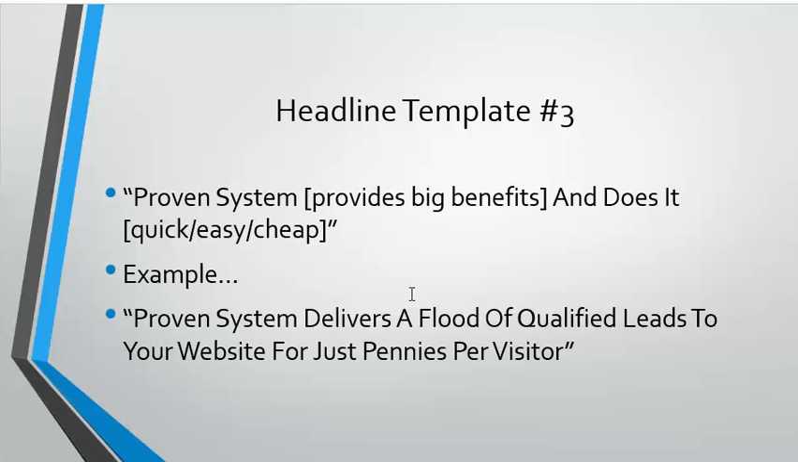Two things to note here. Firstly, the proven system implies that you've got something substantial behind this. It's not just something you've pulled out of the air. System is a power word that attracts people because, again, it implies there's something of substance there, and so does proven.